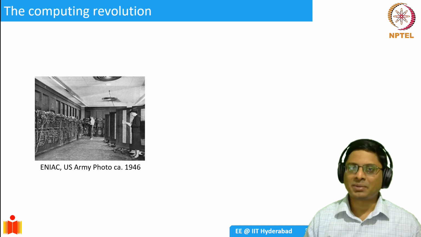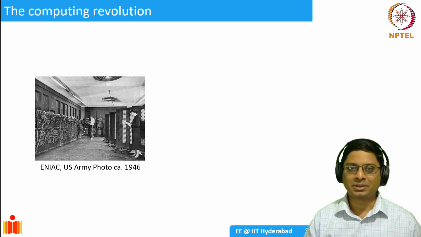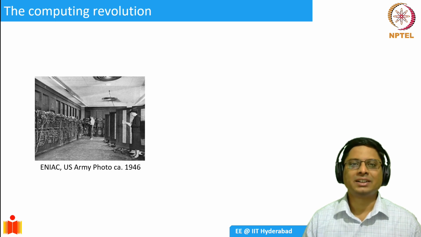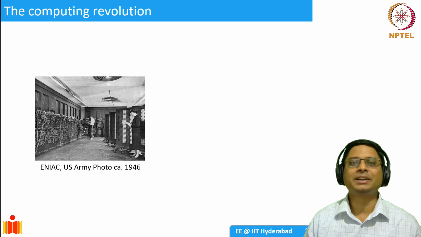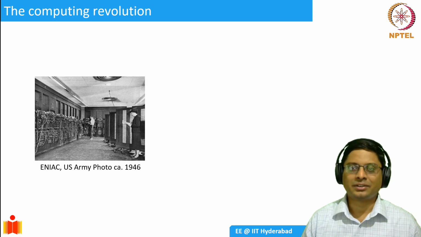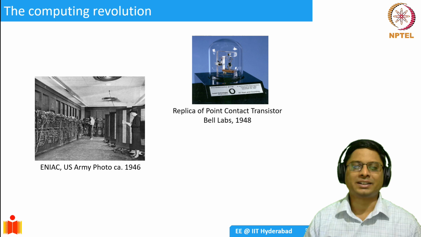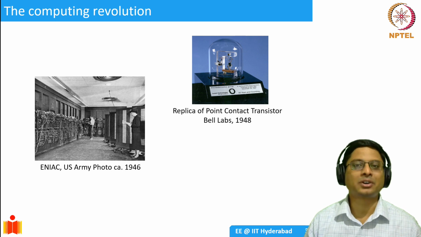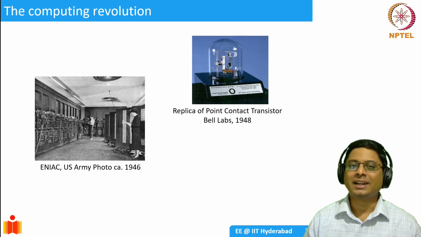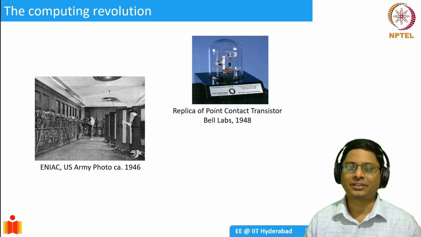In terms of computational capability, this ENIAC was not very powerful and it was also not very reliable and also not power efficient. So quickly scientists realized that there is a need to invent a solid state alternative to a vacuum tube. And this quest for a solid state alternative ended when in the year 1948, a team consisting of Shockley, Bardeen, and Brattain at Bell Labs, they invented what is known as a point contact transistor.